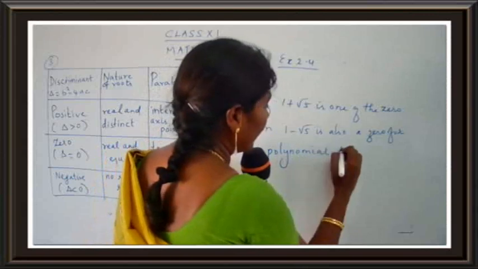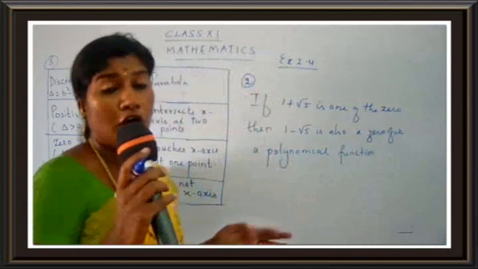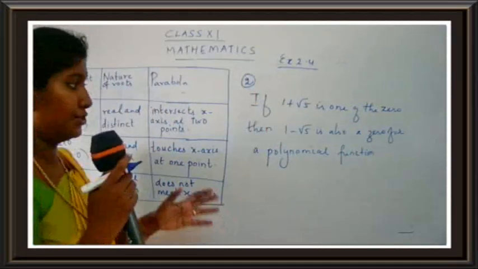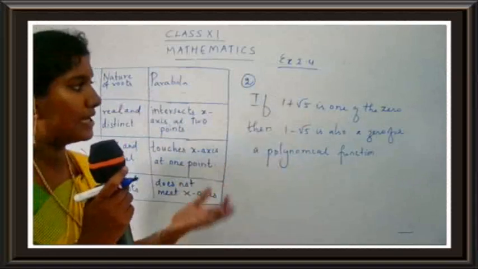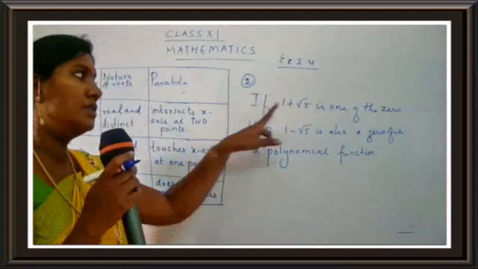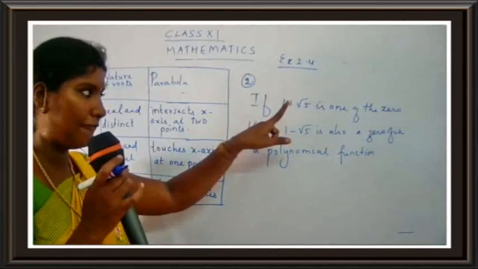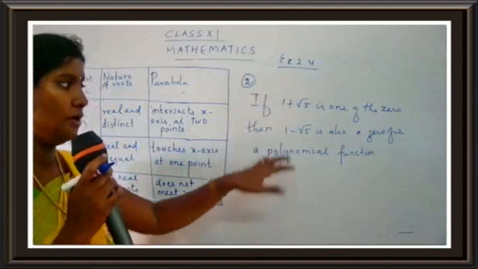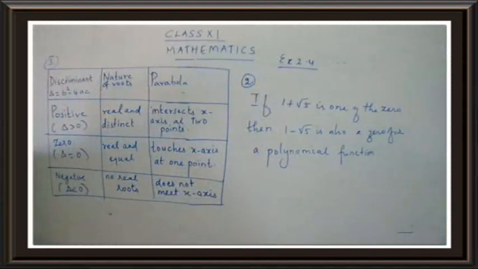So this is from page 65. I have told you that because they have given you a quadratic polynomial, it's a polynomial function. They have mentioned that 1 plus root 5 is one of the 0s, so we can consider the conjugate. What is the conjugate of 1 plus root 5? Here we have plus, so plus will be changed to minus. So you get 1 minus root 5. So if 1 plus root 5 is one of the 0s, then 1 minus root 5 is also a 0 for a polynomial function.